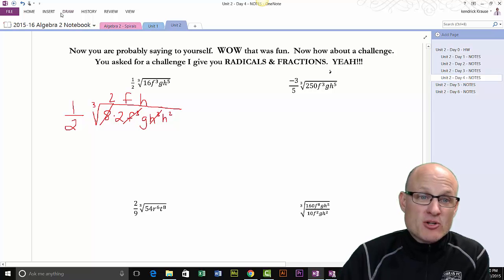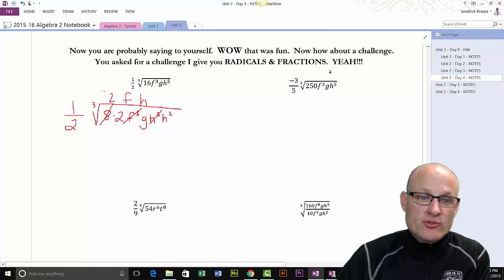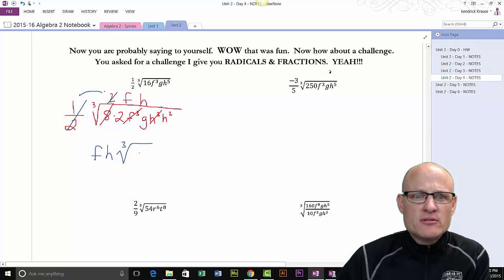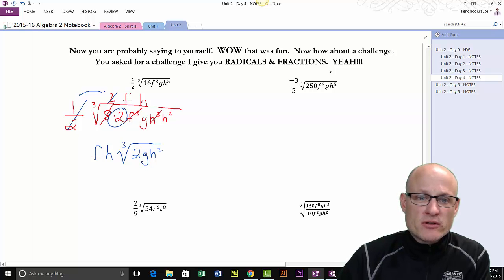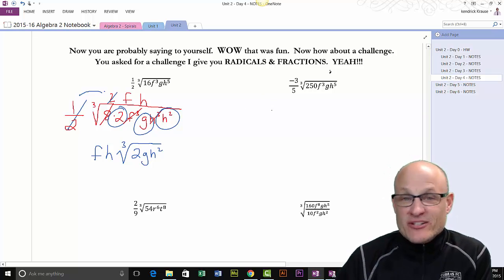Now we're going to multiply. So 1/2 times 2 is just 1. Well, they kind of cancel each other out then, right? So I get F, H, cube roots of 2GH squared. Now you can see why it's important to start being neat and seeing what isn't crossed off and what is crossed off. 250, you know it's going to be 5 probably, right?